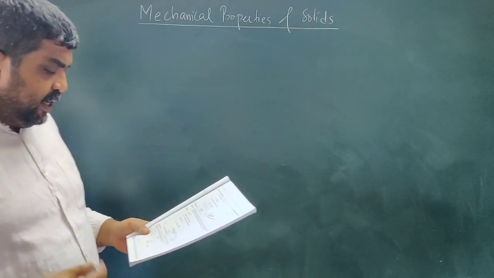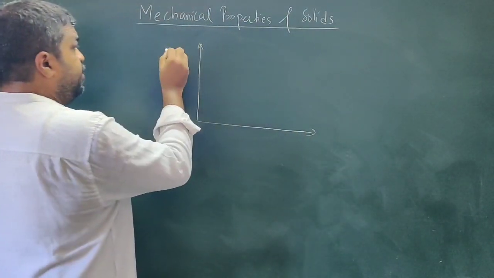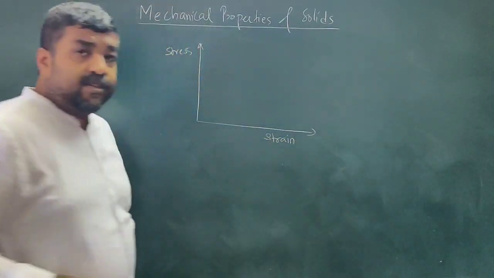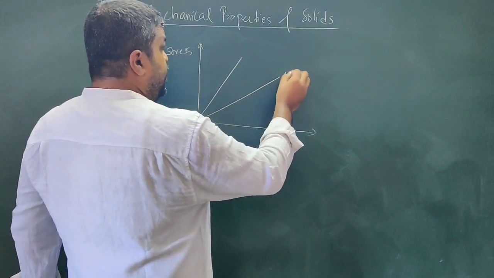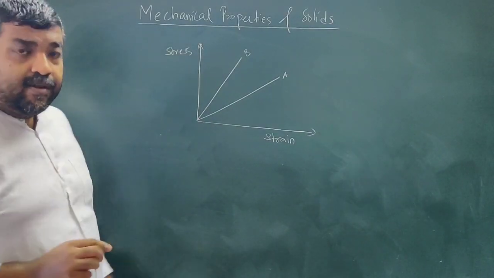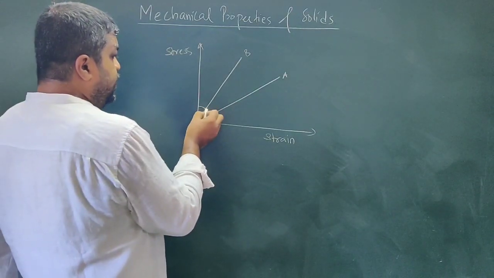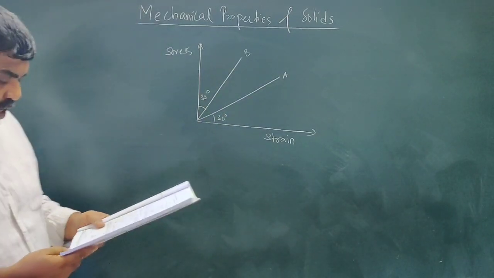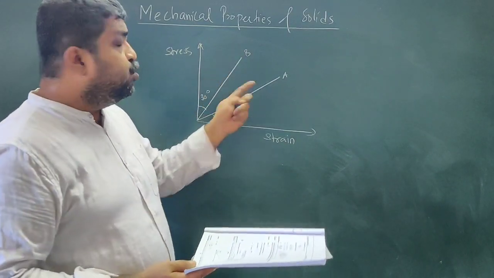Now the next question is a graph based question. So we have basically a graph between stress and strain. We have two materials, this is material A, this is material B. So for two different materials we get these two graphs. It's a straight line. Straight line means it obeys Hooke's law. Now suppose this angle is 30 degrees, this angle is also 30 degrees. And it is asked, find the ratio of the Young's modulus of these two materials.